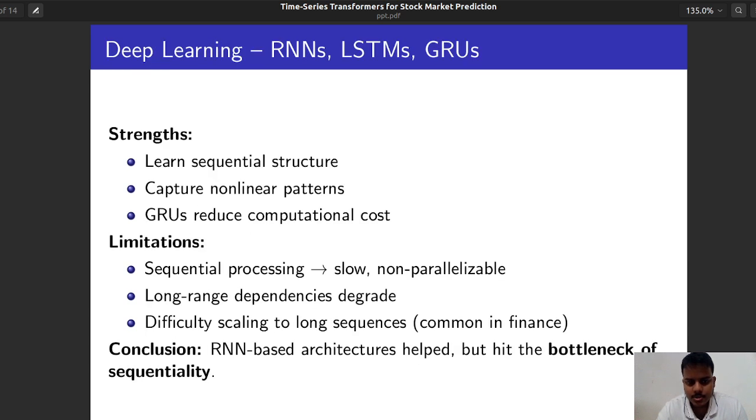Subsequently we moved to RNNs, LSTMs and GRUs. They improve the performance by learning non-linear sequential patterns, but they process data sequentially, which makes training slow and limits their ability to model long range dependencies. This becomes a major bottleneck for large volumes of time series data.